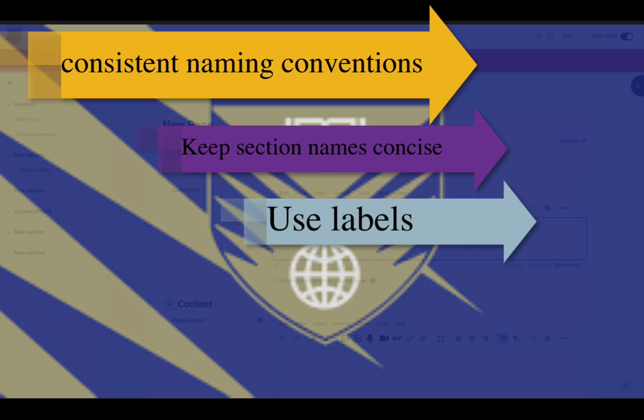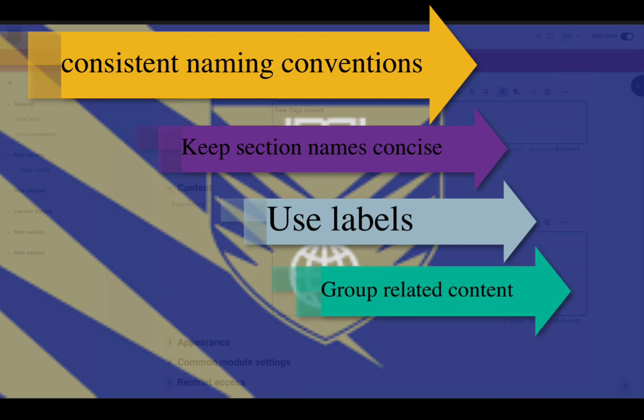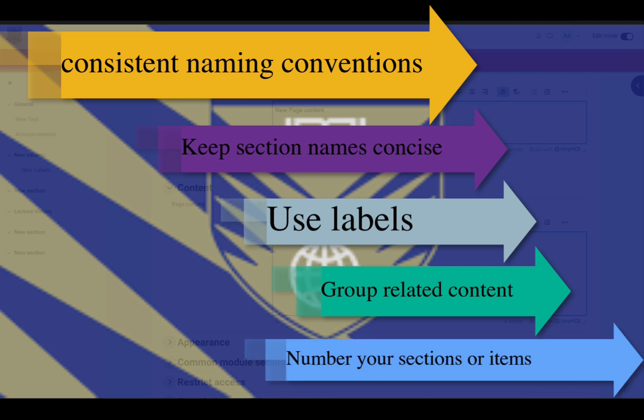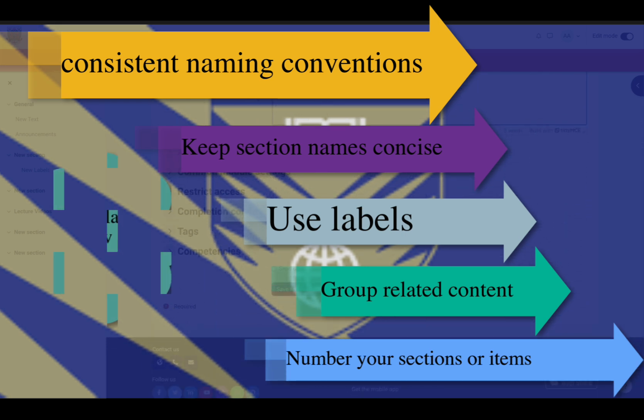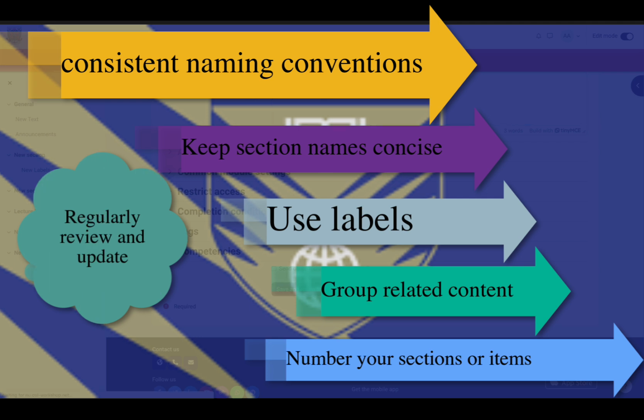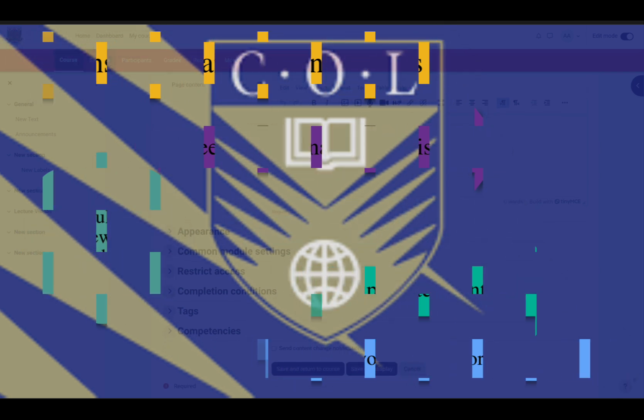Use labels to provide context or instructions within sections. Group related content together within a section to avoid clutter. Number your sections or items for easy reference, especially in larger courses. Regularly review and update your course to keep it relevant and accessible.